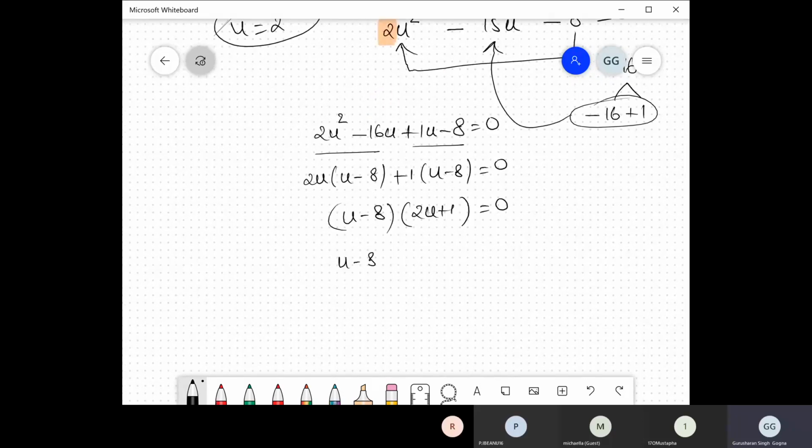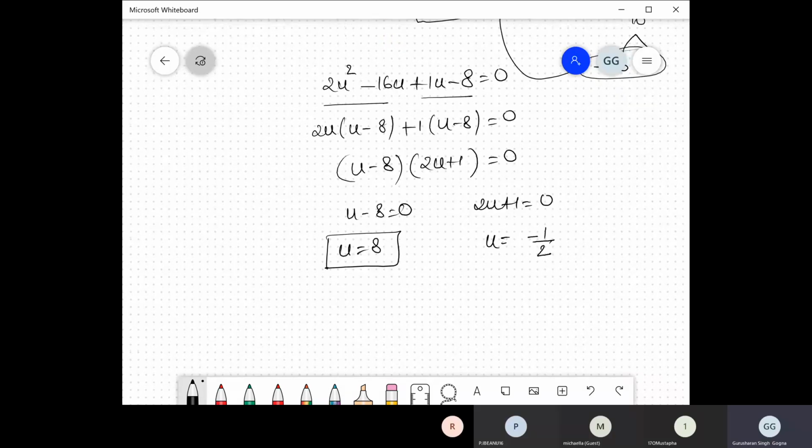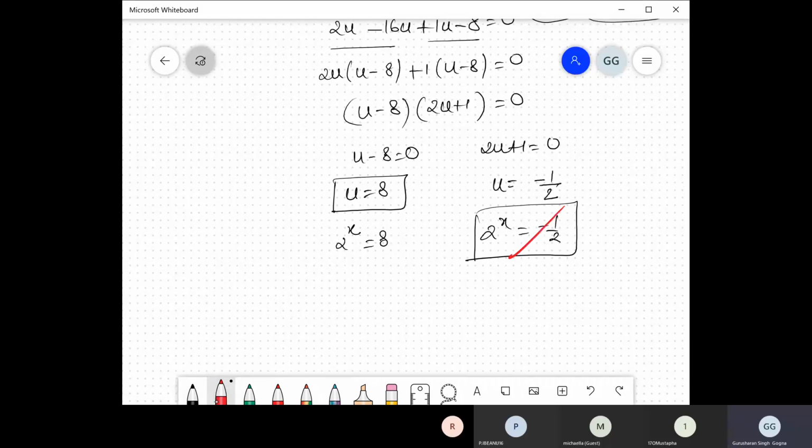And then you put each factor equal to 0. So this will give you u equal to 8, and this will give you u equal to minus 1 over 2. And at the end, you need to again write u as 2 to the power x. As you can see, the solution minus 1 over 2 is negative, so you just ignore it. Because you can say 1 over 2 as 2 to the power minus 1, but the minus is a problem there. So that's not possible. And here you can simply say 8 is 2 to the power 3. So x is equal to 3.